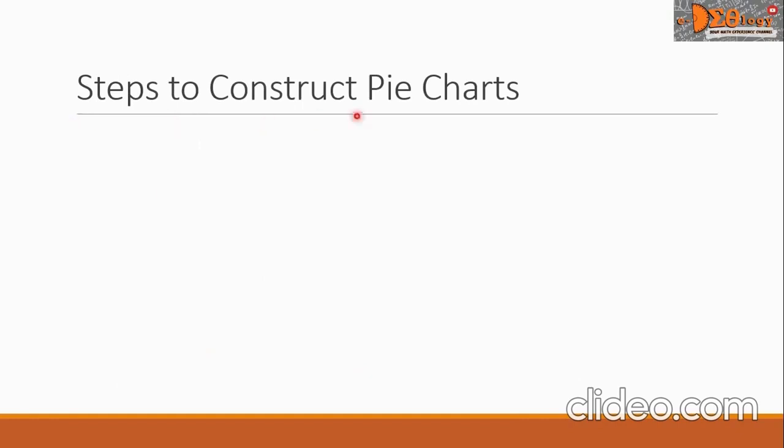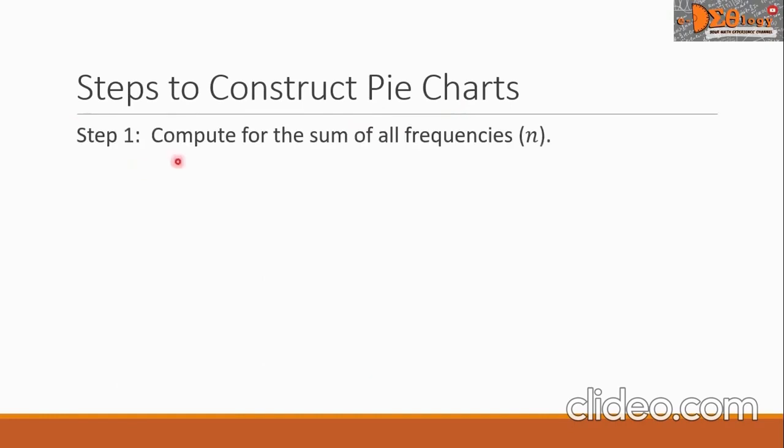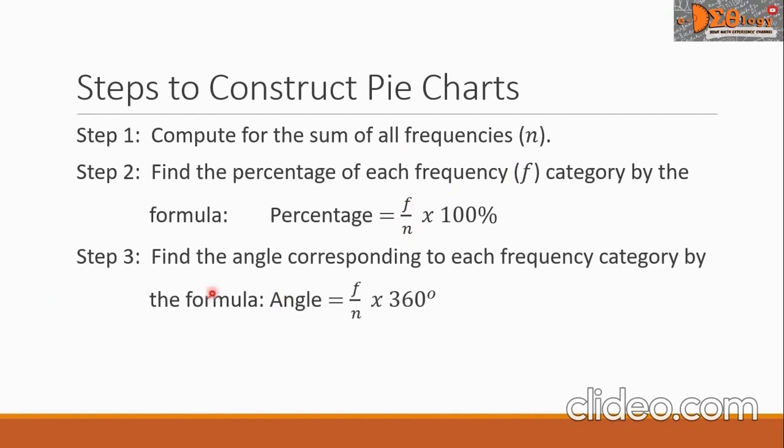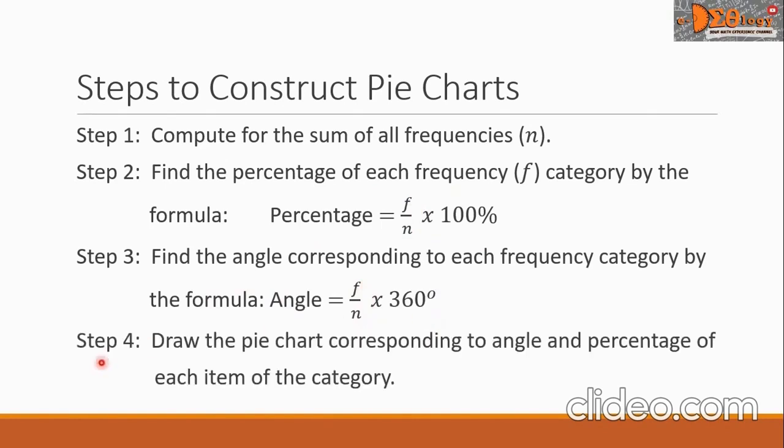These are the steps to construct pie charts. Step 1. Compute for the sum of all frequencies, denoted by n. Step 2. Find the percentage of each frequency, denoted by f, category by the formula percentage equals f over n times 100%. Step 3. Find the angle corresponding to each frequency category by the formula angle equals f over n times 360 degrees. Step 4. Draw the pie chart corresponding to the angle and percentage of each item of the category.